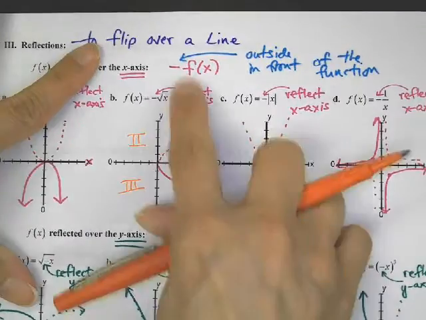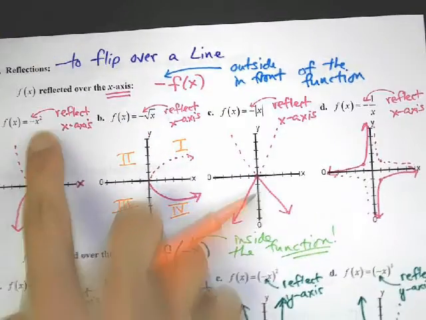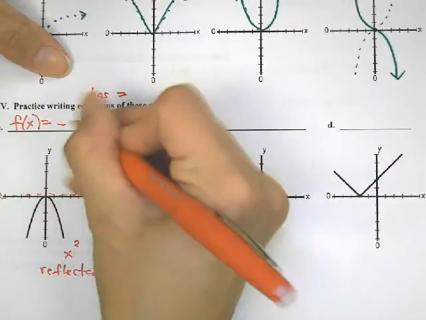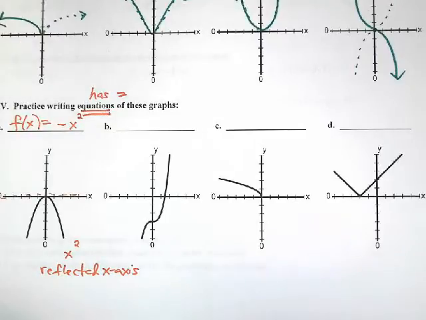Reflection over the x-axis, the negative has to go outside. It's going to be just like this. So it's going to be negative x squared. Good, okay. The next one, let's take a look at this.